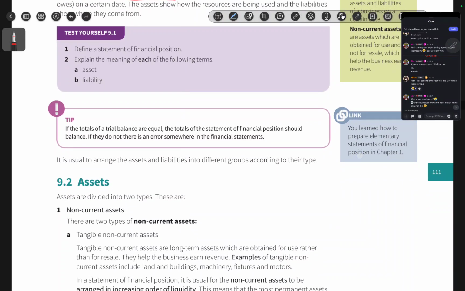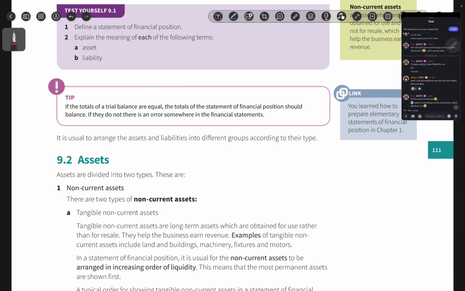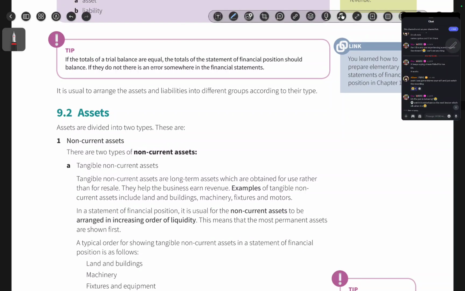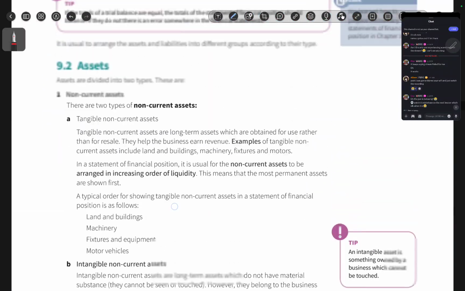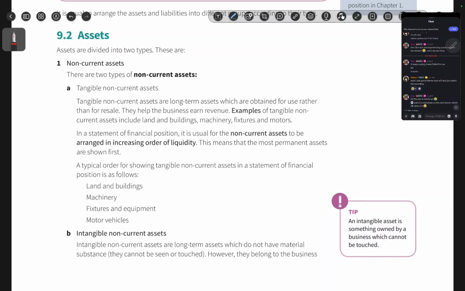And then I started. It is usual to arrange the assets and liabilities into different groups according to their type. Assets are divided into two types. These are non-current assets and what? And current assets. Non-current assets are two types: tangible non-current assets and intangible non-current assets.